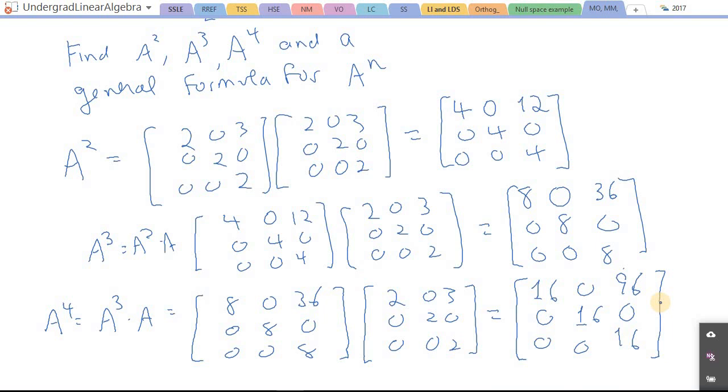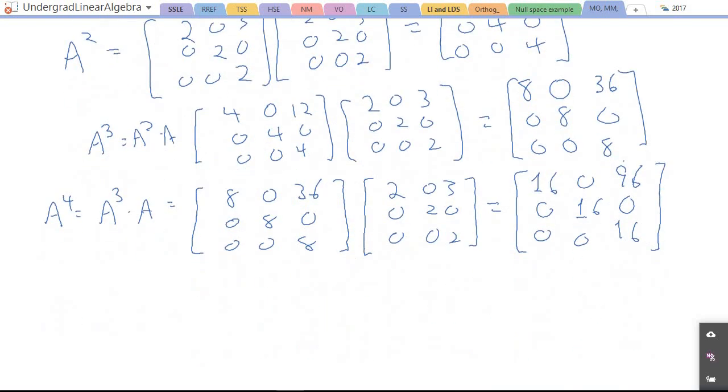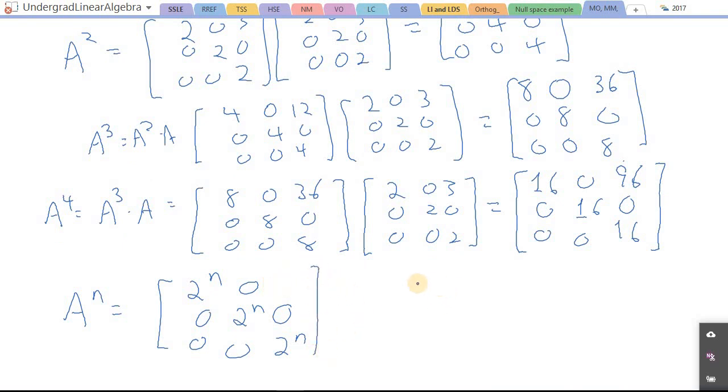All right. Now, it's clear what the diagonal patterns are. The only thing that's not clear is this entry here. Okay. So let's see what we have here. We're going to have A to the n is equal to, certainly you're going to have 2 to the n on the diagonal. And then there's this entry here, which is kind of problematic.